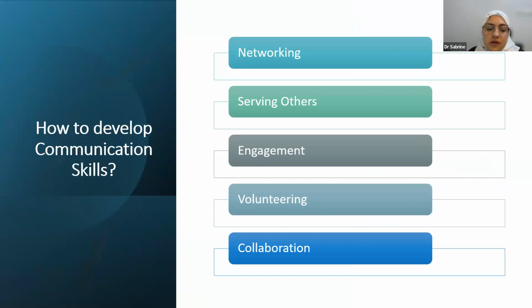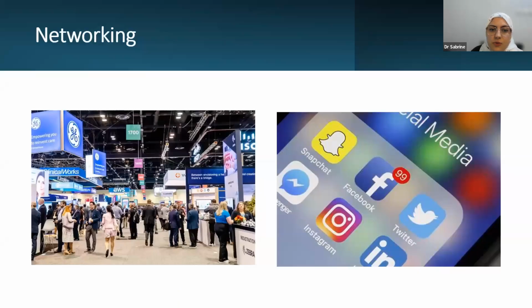Serving others. When we serve others, we also learn a lot of things, and maybe our level of self-esteem may increase with serving others. Engagement, volunteering, collaboration. I will show you some examples from my journey. Networking can be both on social media, for example LinkedIn. For career, I see that LinkedIn is the number one social media platform, and also physical conferences and exhibitions you can go to.